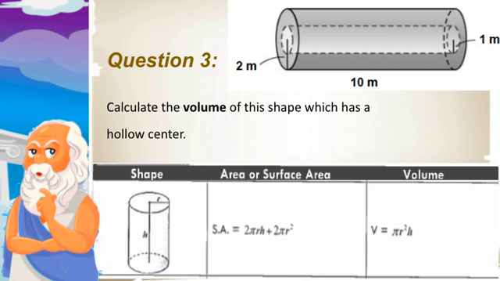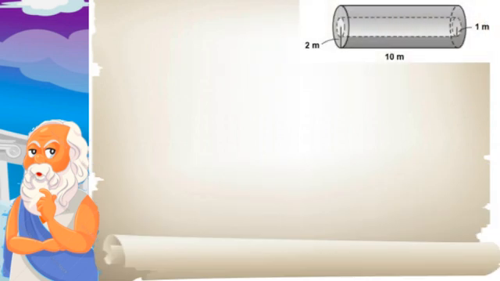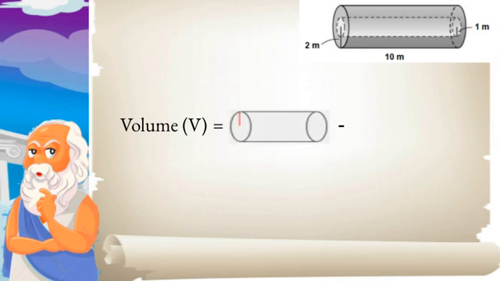Next, let's write out our correct formula on a new sheet of paper, with attention to the shape and dimensions we're analyzing. But, before we begin, notice that this particular cylinder has a hollow cylindrical center. We need to account for this by calculating two volumes. First, we calculate the volume of a cylinder which has a radius of 2 meters. Then we subtract the volume of the hollow cylindrical center, which has a radius of 1 meter.